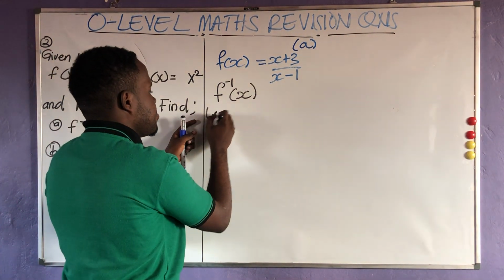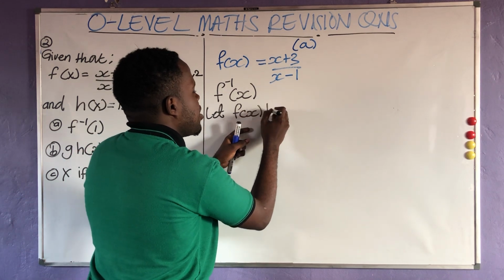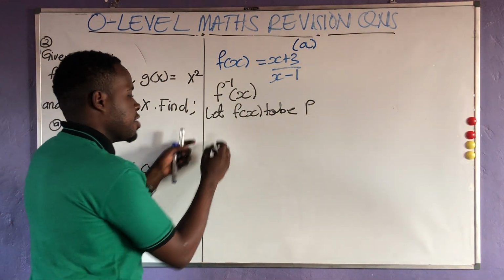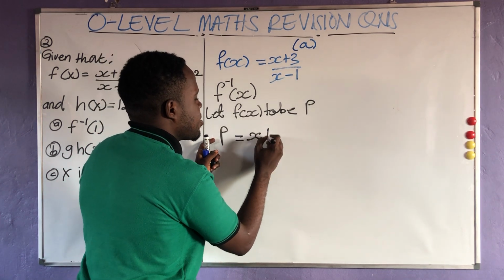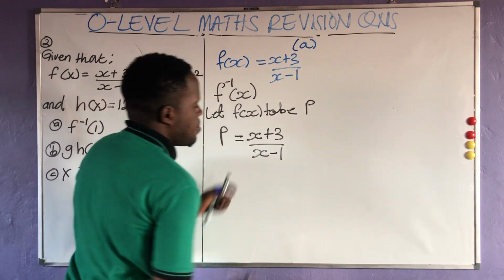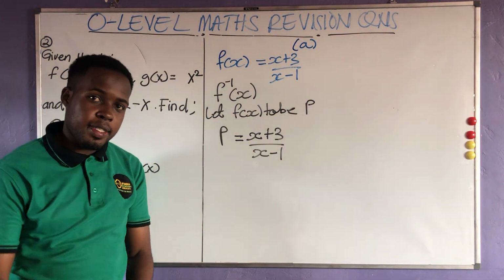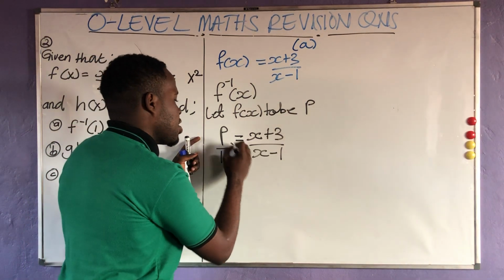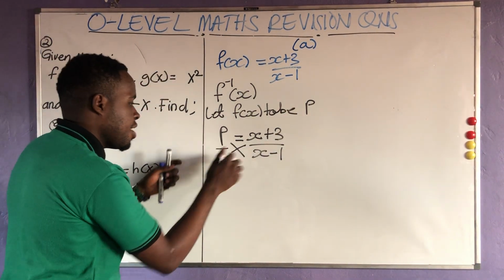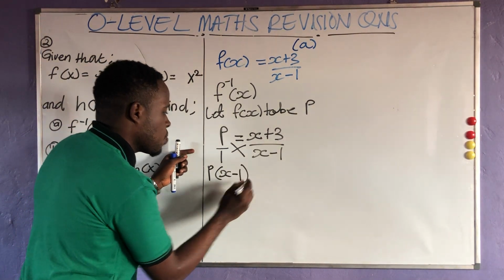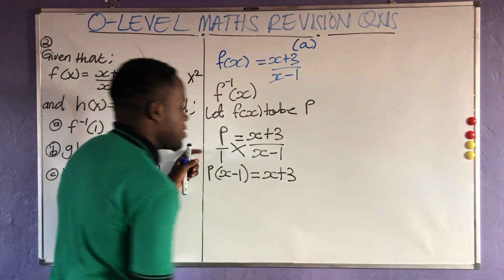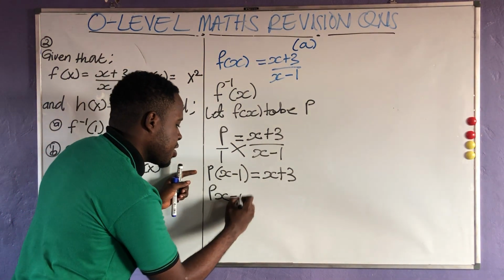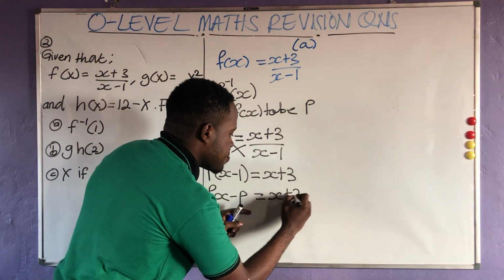First, we let the function f(x) be equivalent to any unknown, maybe like p, such that where we are having f(x), we shall have p being equivalent to (x + 3)/(x - 1). That is step number 1. Step number 2, we shall try to make x the subject. We put this over 1 and cross multiply. When you cross multiply, we shall have p into (x - 1) being equivalent to x + 3. We shall expand this such that we have px minus p being equivalent to x + 3.